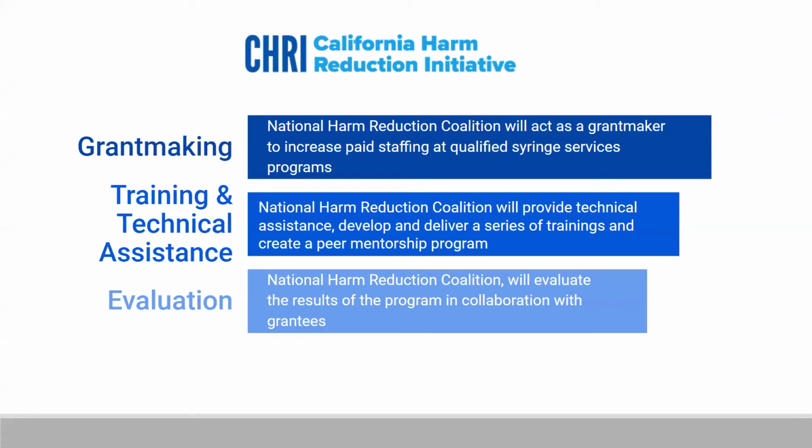But I also want to touch on the fact that there are 2 other components to this project that I'll touch on again at the end of the webinar. We're going to bolster the training and technical assistance that we provide in the state of California and work with the California Department of Public Health Office of AIDS to develop and deliver a series of trainings. And National Harm Reduction Coalition is also going to create a peer mentorship program that fosters relationship sharing between the sites and syringe service programs. I'm really excited that we'll get to strengthen what we've already been doing in the state. And then of course there's evaluation.